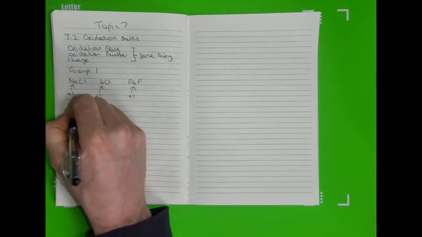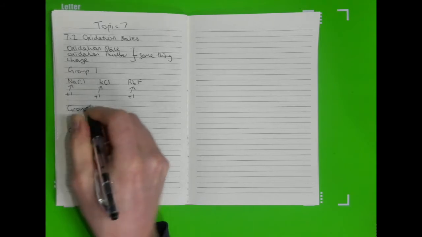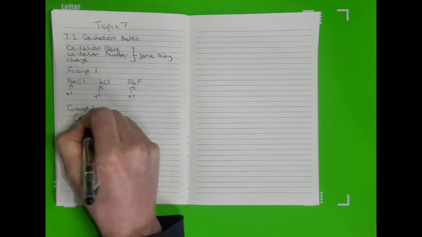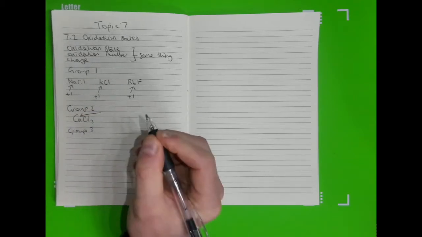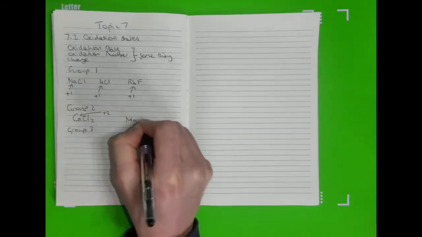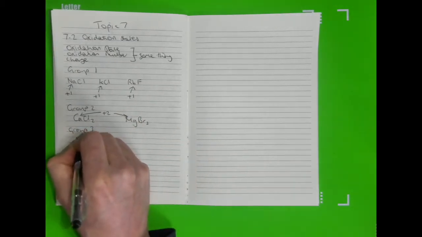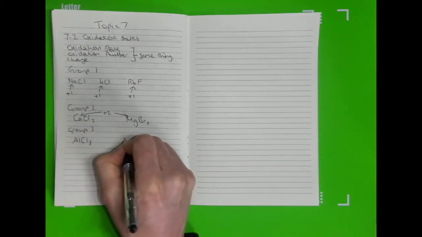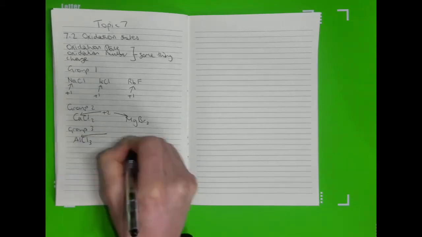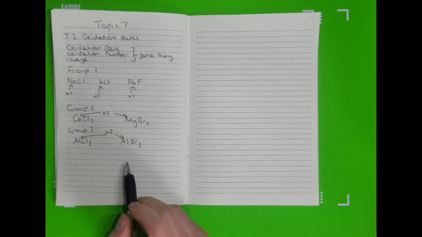The same rule applies for group 2 and group 3 as well. An example of a group 2 element would be calcium chloride. The charge, or the oxidation state, or the oxidation number of calcium here would be +2. Similarly, magnesium bromide, again, would be +2. Aluminium chloride or aluminium bromide, the metal there is +3. So group 3 are +3 charges.